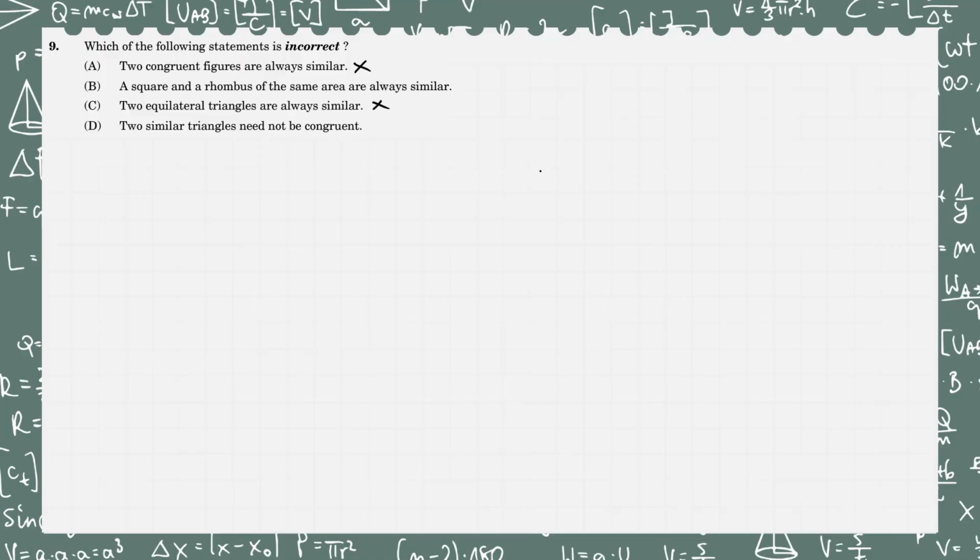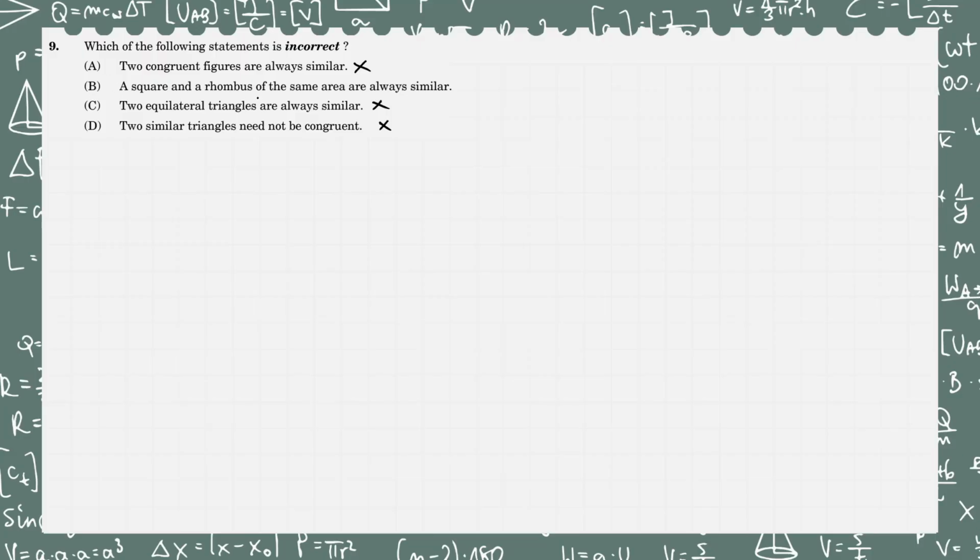so ignore this. And two similar triangles need not be congruent. This is also correct because similar triangles won't be equal in size. So congruency comes only when the size and shape both are matching, but similar triangles will match only in the shape, right? The size won't match. So not congruent is also a correct statement. So we don't want the correct statement now. And look at the option given in B.